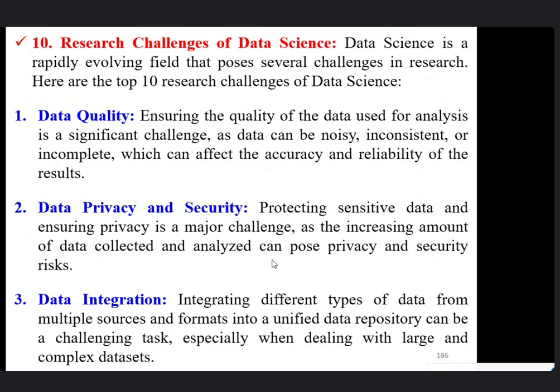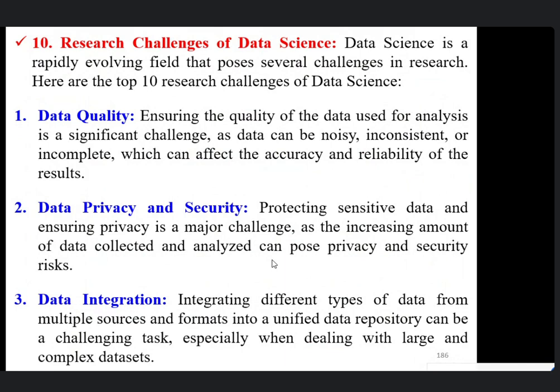Data privacy and security is one more challenge of data science. Protecting sensitive data and ensuring privacy is a major challenge, as the increasing amount of data collected and analyzed can pose privacy and security risks.